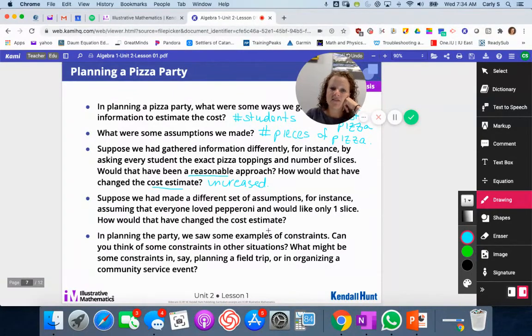Suppose we'd made a different set of assumptions. For instance, assuming that everybody loved pepperoni and would only like 1 slice. How would that have changed our cost estimate? I think overall it would have decreased. 1 slice is less than what we estimated. Pepperoni is a little more expensive. So I think it would have decreased.